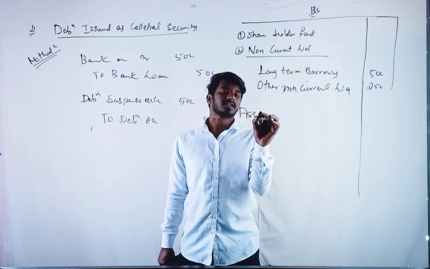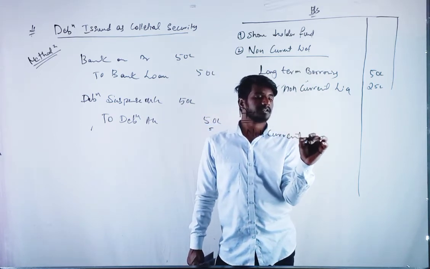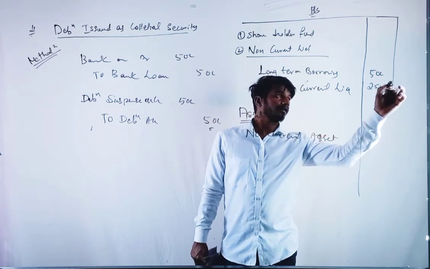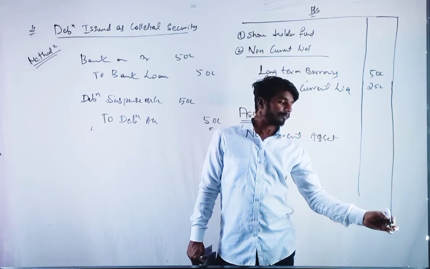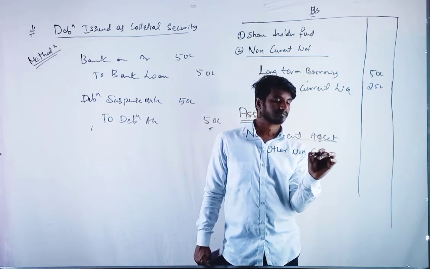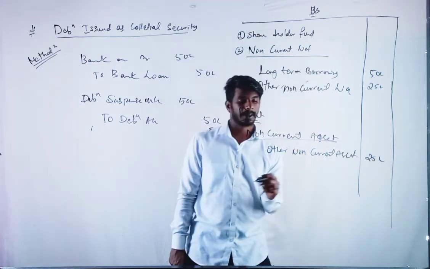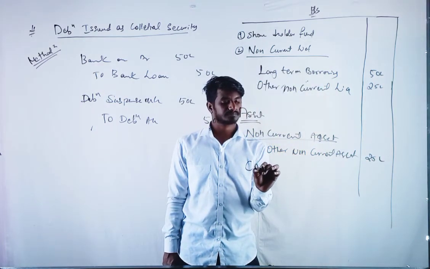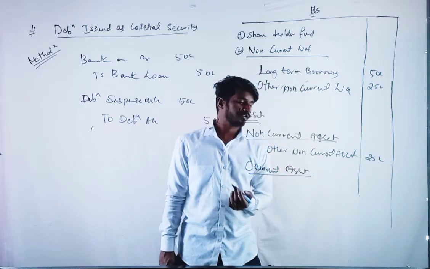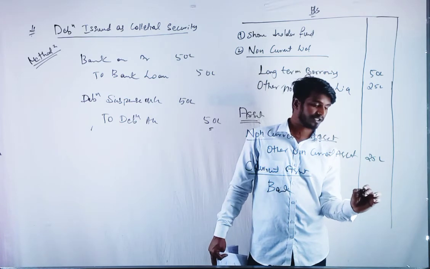Next, assets. In the assets, non-current asset. In the non-current asset we show it as other non-current asset, 25 lakh. And in the current asset we show it as bank. In the cash and cash equivalent, bank account 50 lakh.